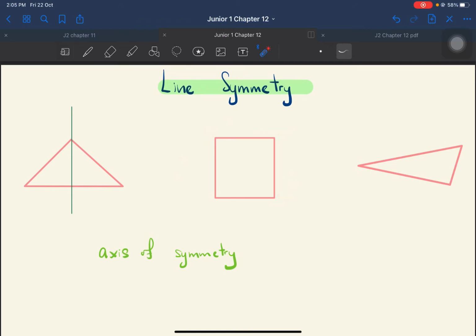How about a square? Is there any line symmetry? Yes, we do have line symmetry here. Okay, how about the triangle over here? Can we draw any lines of symmetry here? No, there's no axis of symmetry. So no lines of symmetry. Basically, lines of symmetry means that when you draw a line, you will be able to produce two identical or symmetrical images of the figure.